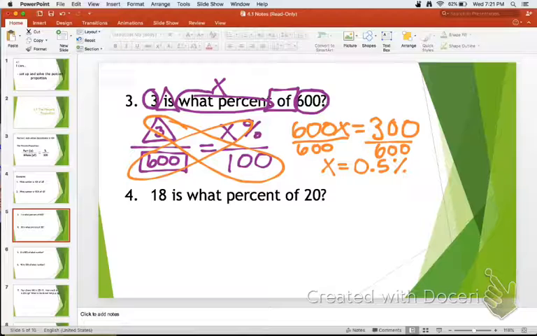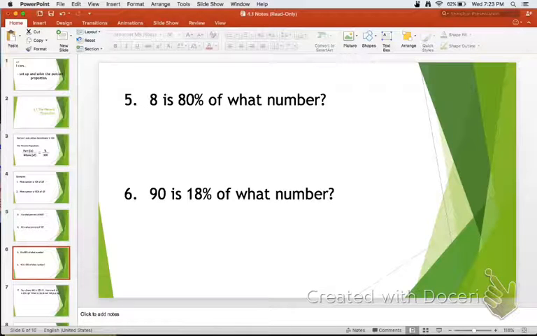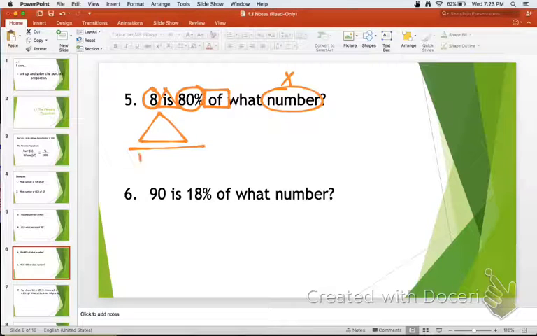All right, one more type of problem. That means we're skipping number 4, and we're going on to number 5. All right, let's annotate this one. It says 8 is 80% of what number? Circling my numbers. Now I'm starting to see that every time I see what number, I'm going to put an x above it. Is is my triangle word, and of is that rectangular word. Again, I'm drawing the diagram to help me be successful.